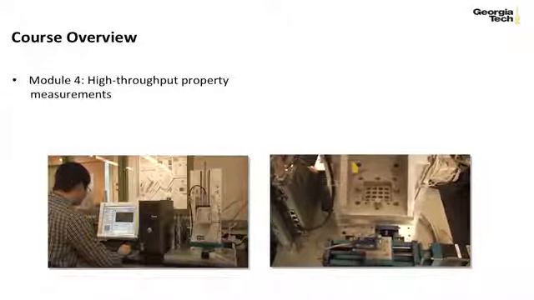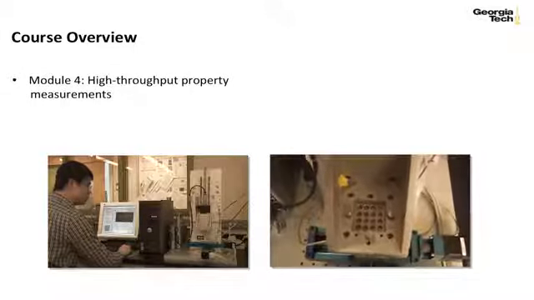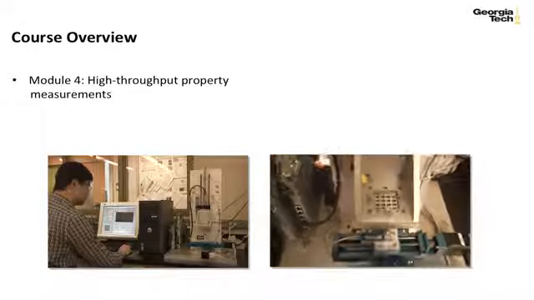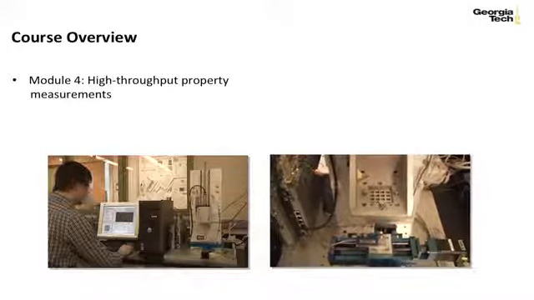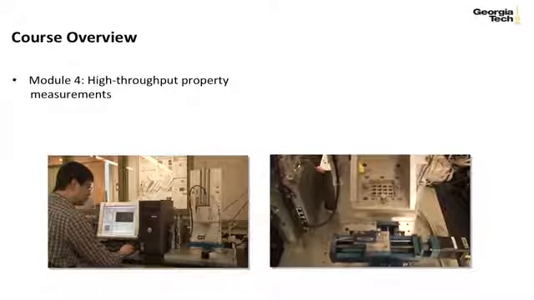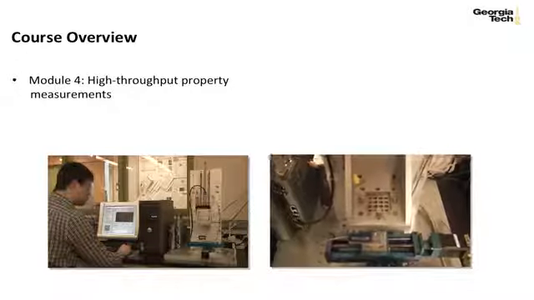In Module 4, we're going to talk about high-throughput property measurements. In particular, you're always interested in some type of functional materials property that lends itself to an application. And there have been many ways developed over the past 15, 20 years to do high-throughput property screens, and we're going to talk about many of those.